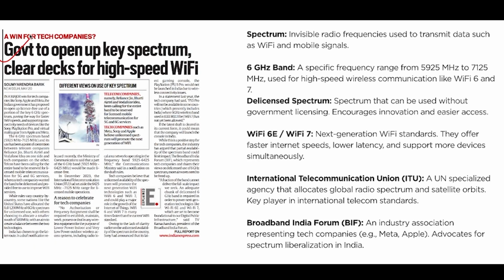The Indian government has proposed to open up part of the 6 gigahertz spectrum for license free use, which is great news for tech companies like Sony, Apple, and Meta. Let's first understand why this is important. It is because it will enable faster Wi-Fi technologies like Wi-Fi 6E and Wi-Fi 7. It supports next-gen gadgets for all of you guys like PlayStation 5 Pro and virtual reality headsets. And this is a step that is seen towards boosting digital infrastructure and Internet of Things growth in our country.